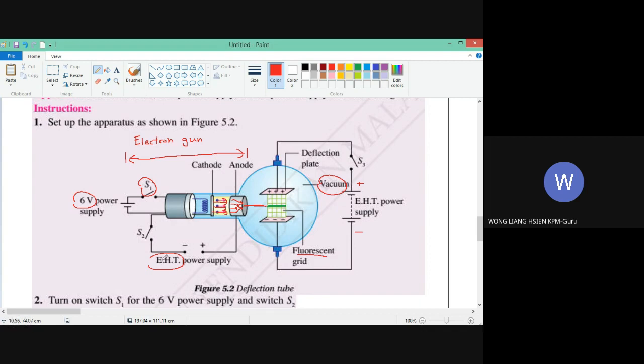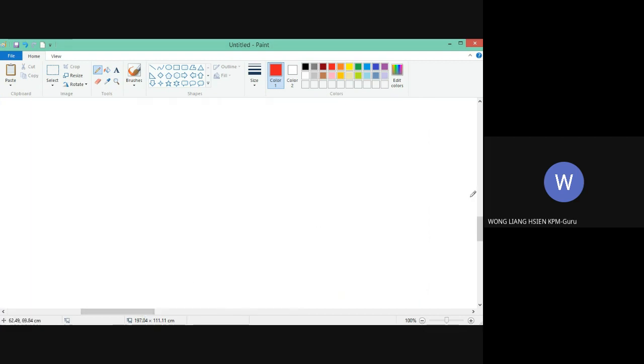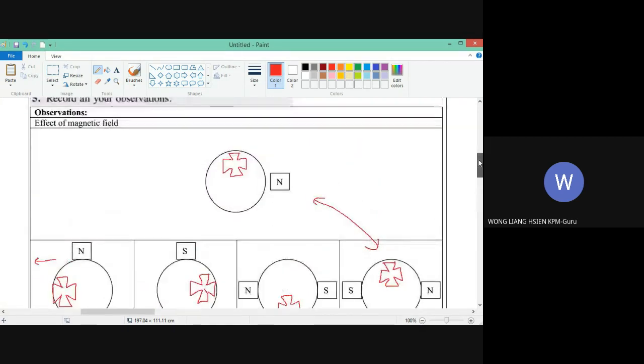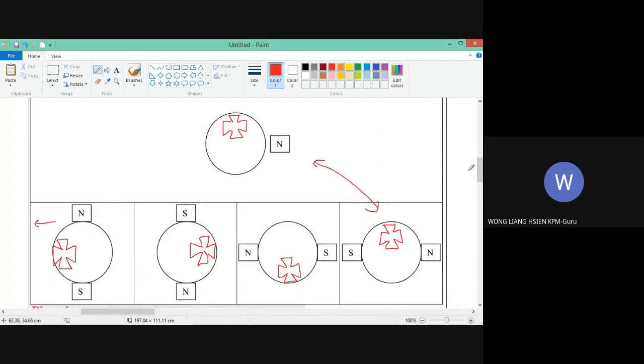So today we cover until here, until the effect on the cathode ray, and then the rest we will continue tomorrow. Tomorrow we continue a little bit, and then we can go to the next topic, which is the semiconductor diode. Okay, does anybody have any question? Okay, if no question, then today we stop here. Okay, thank you very much.